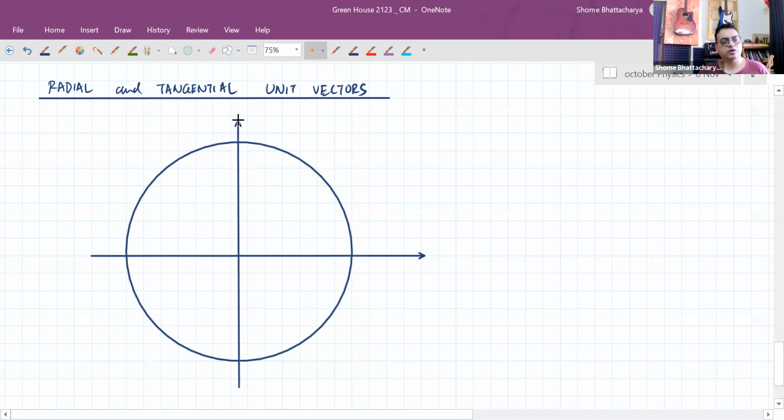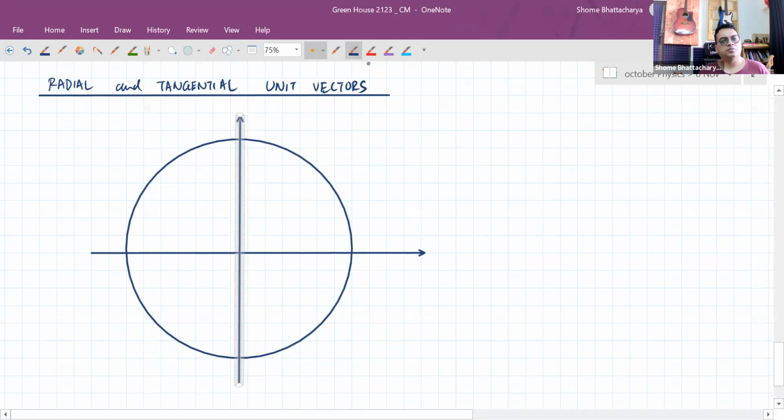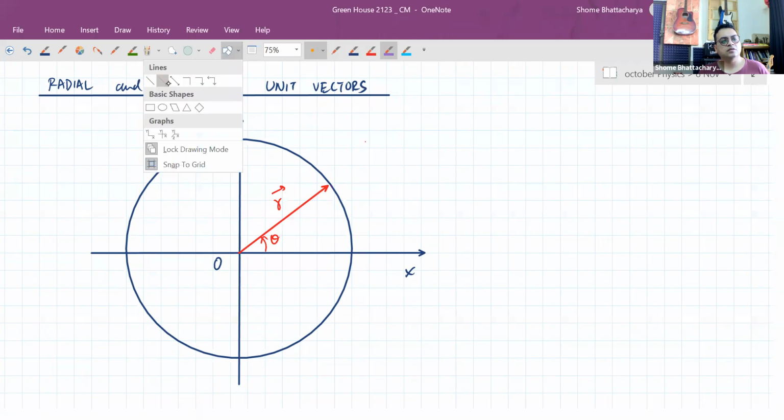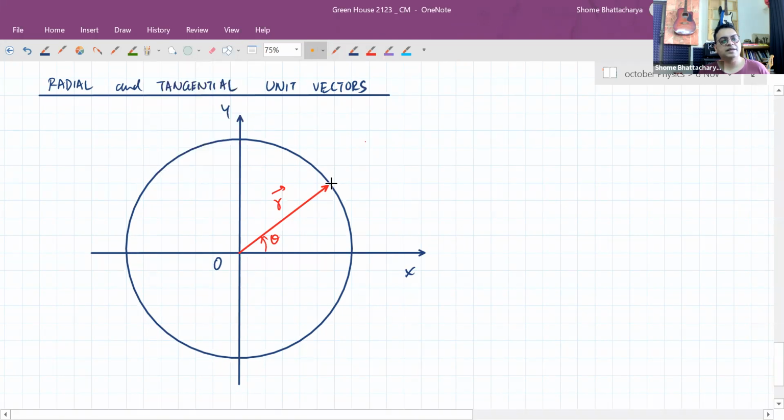So if at a certain point of time, a particle in circular motion is located at a certain angular position theta, therefore its position is here with respect to the center of circular motion in the plane of the circle. So this is the position vector r. Then we define two important unit vectors here. Unit vectors are vectors of magnitude 1.